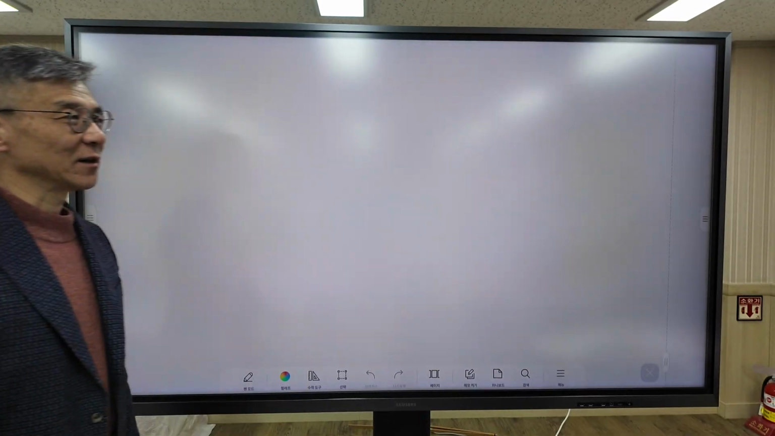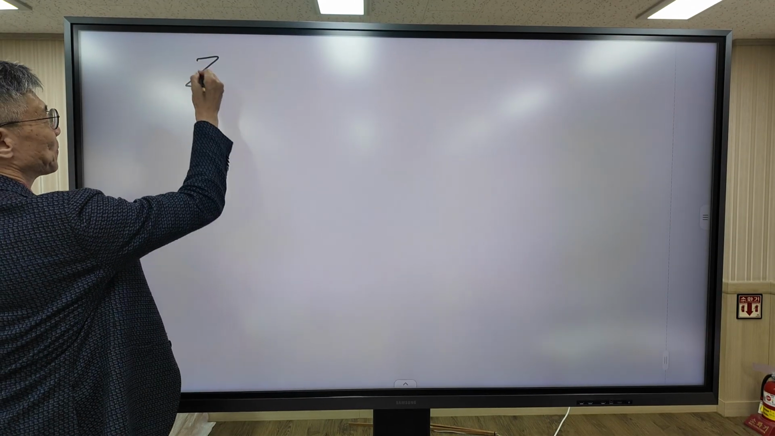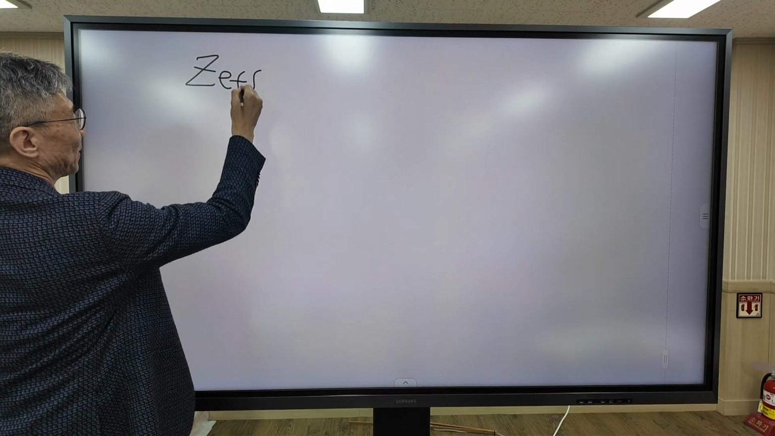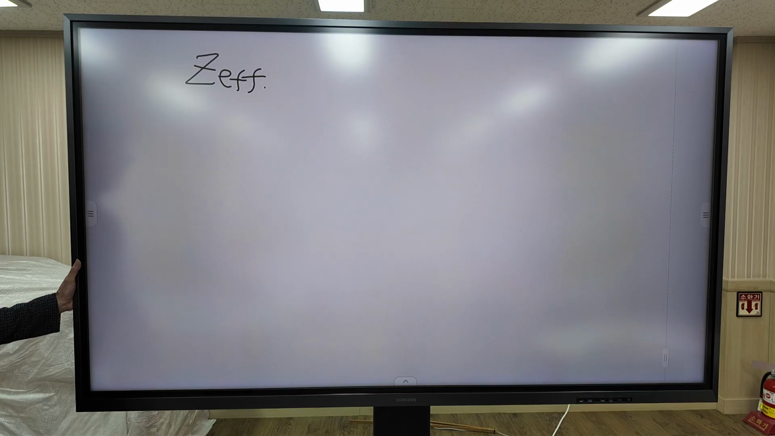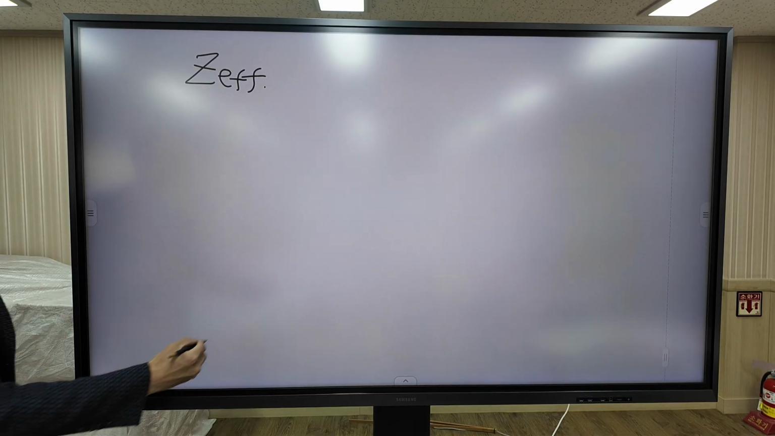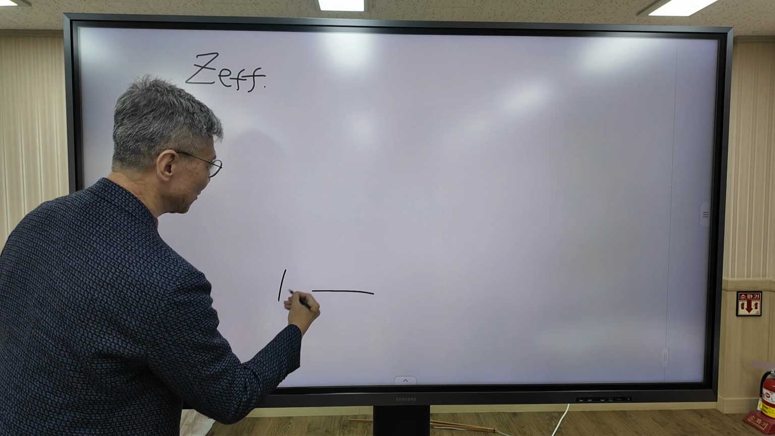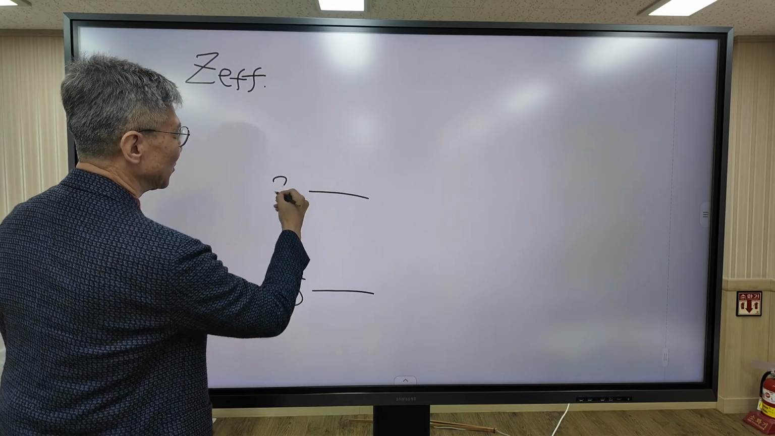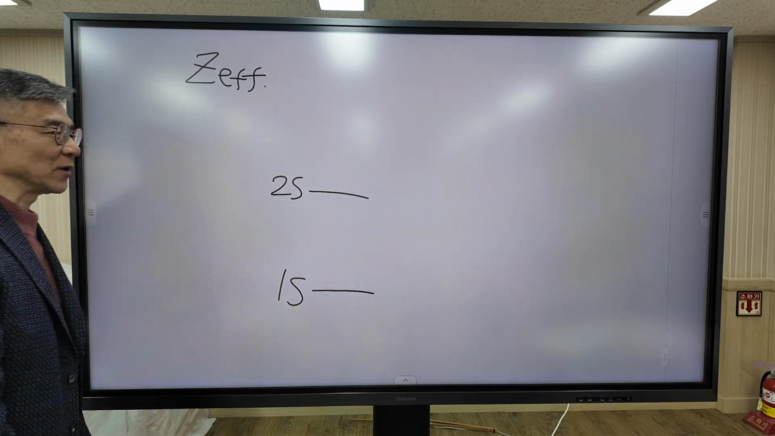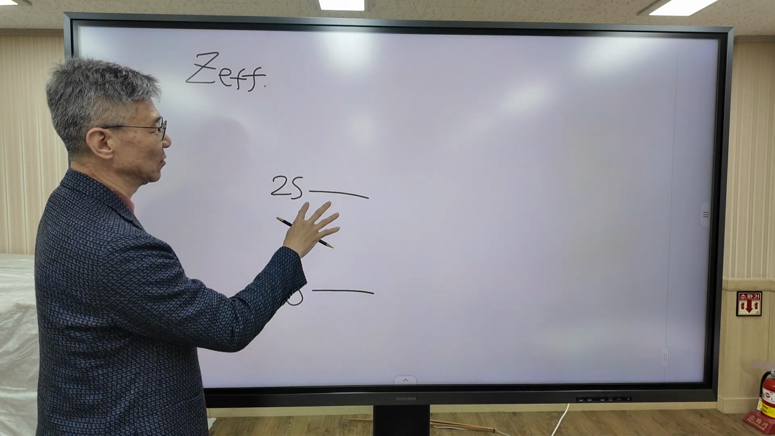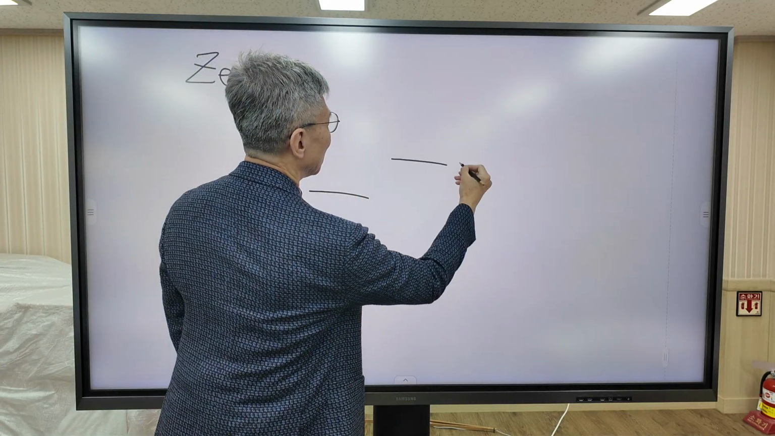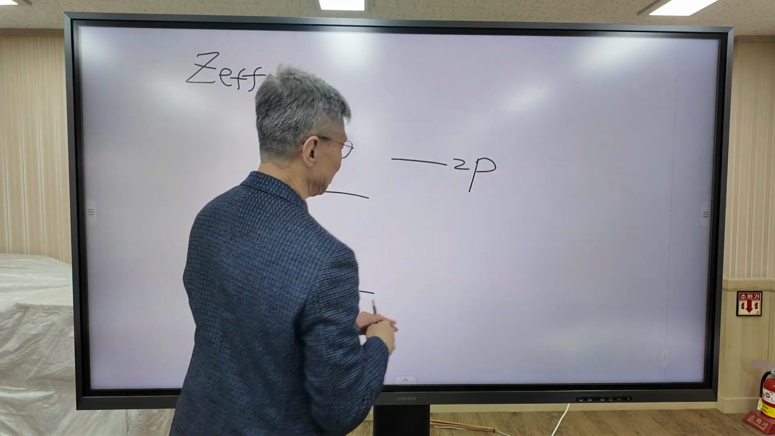Last time we talked about effective nuclear charge. Today we are going to study the electronic configuration in many electron atoms. So this is the 1s orbital and the 2s orbital. In many electron atoms, the 2p orbital does not have the same energy as the 2s orbital. It is slightly higher than the 2s orbital.